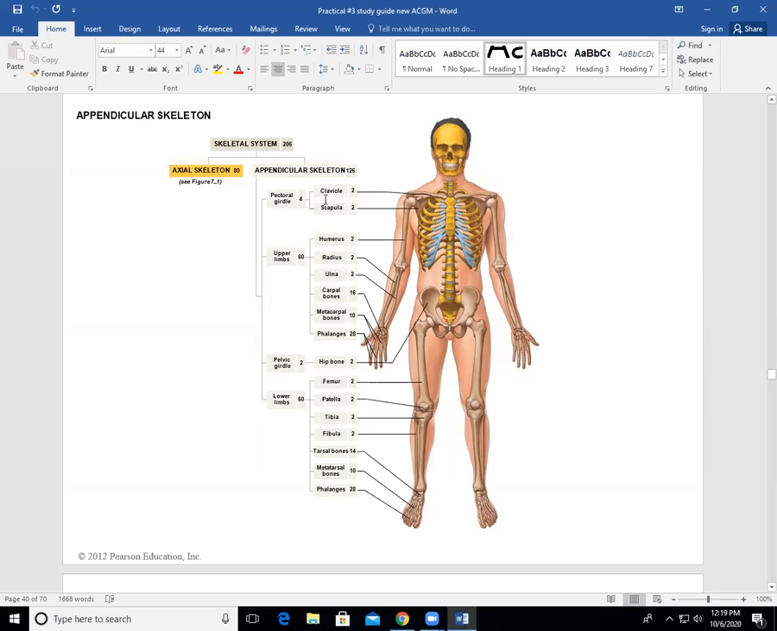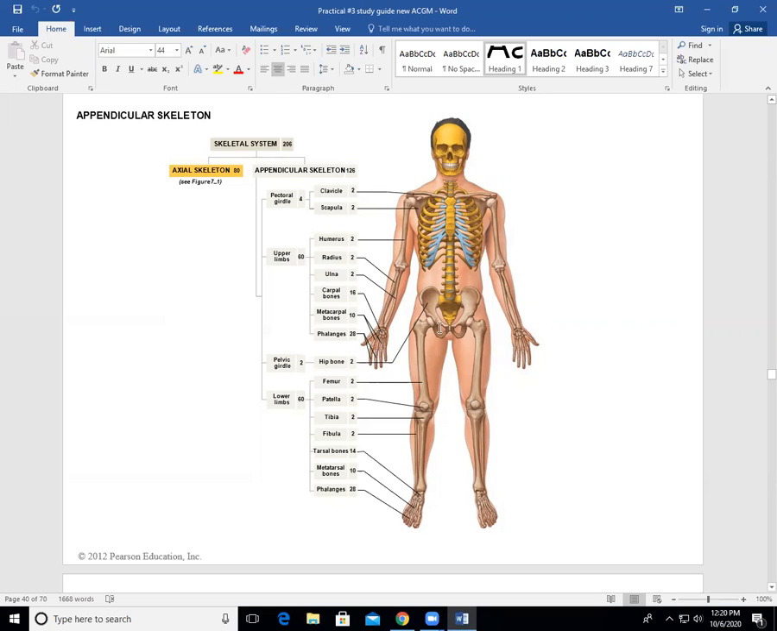In the pectoral girdle, you've got 2 clavicles and 2 scapulas, one on each side. For the upper limbs, you have a humerus, radius. So if you're in anatomical position, the radius is on the side that your thumb is, and the ulna is on the side of the other phalanges. And you have your 16 carpal bones in the wrist, the metacarpal bones in the hand and your phalanges.